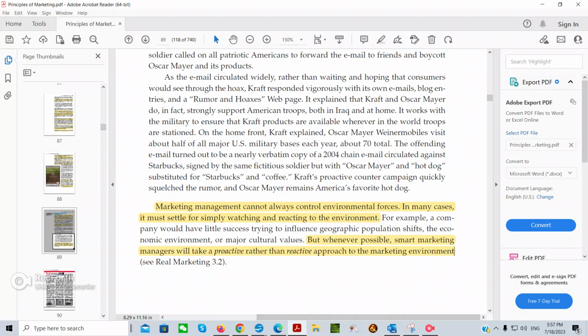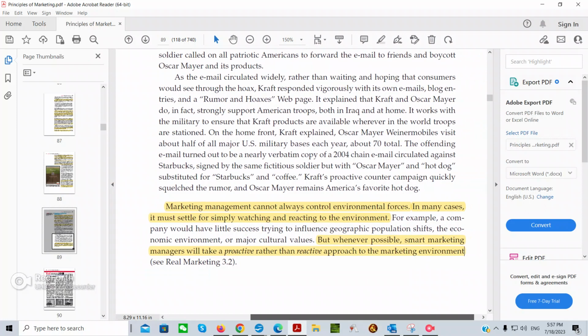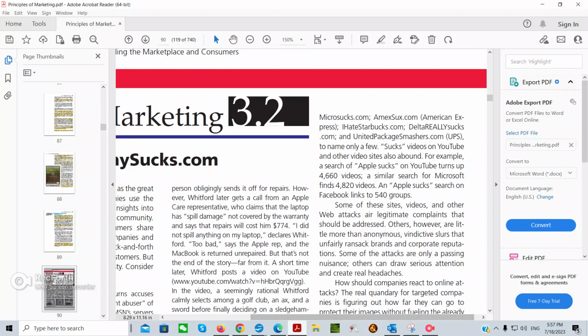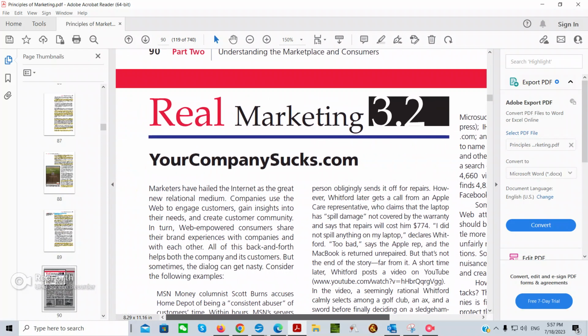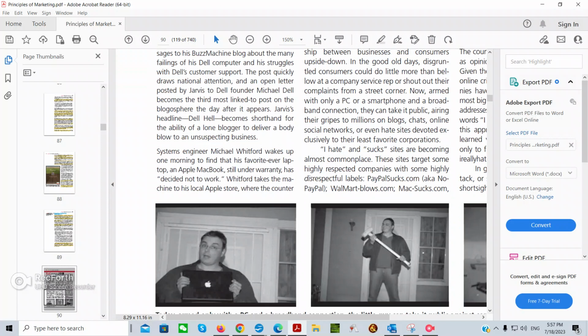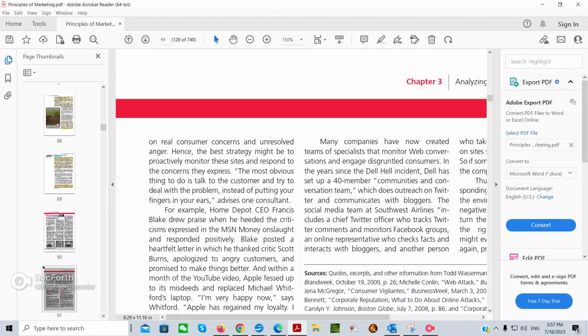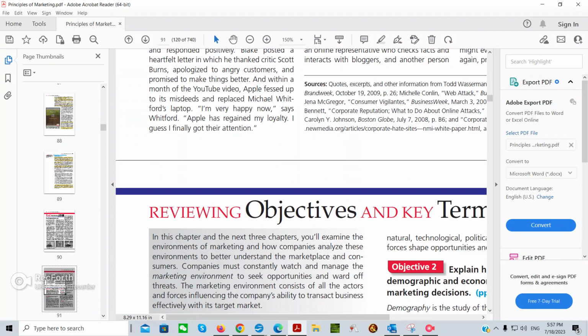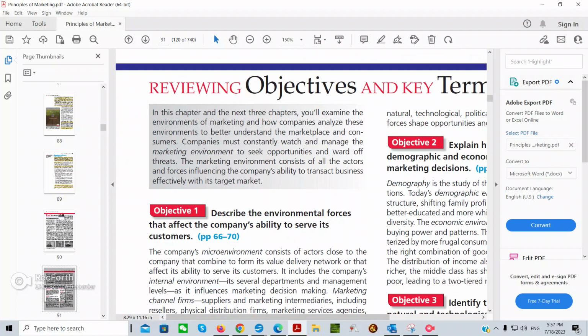That's a good point. Right? That's also something really good to put in the book. I like that example as well, so that's good. Now, there is one case example about a website called yourcompanysucks.com. If you'd like, I'll let you read it on your own.